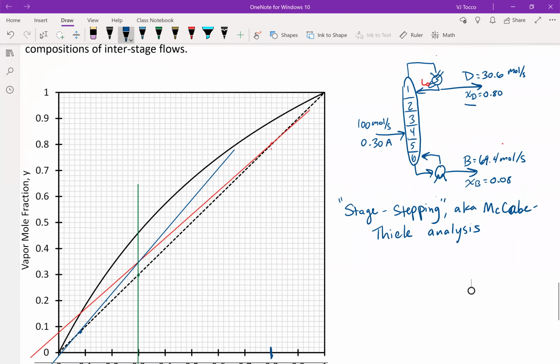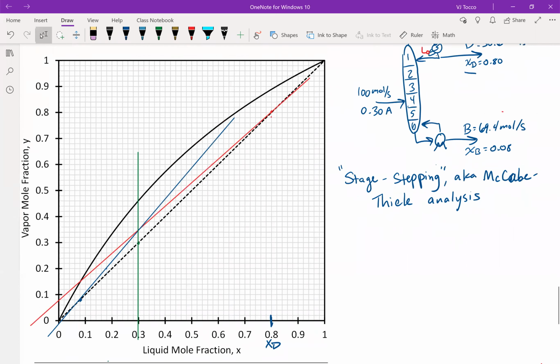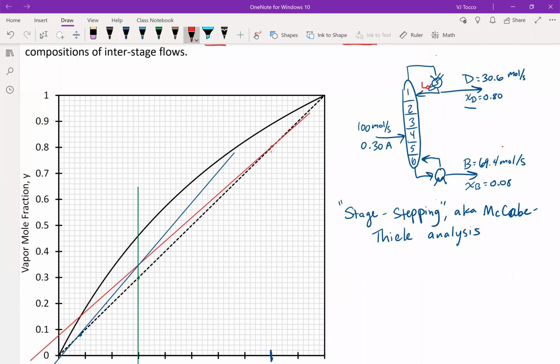We can now use logic to figure out what Y1 ought to be. On my process flow diagram, Y1, I might have said this earlier, but I know that a total condenser does not change the composition of the stream. So I know that for a total condenser, Y1 is going to be equal to XD. All right, so that means that Y1 is equal to 0.80, and I know that Y1 must be there.